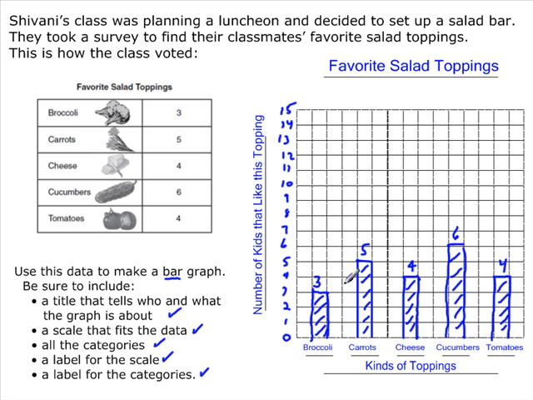So let's just double check. Broccoli 3, carrots 5, cheese 4, cucumbers 6, and tomatoes 4. So it looks like we've done everything. We've got the title, we've got the scale, the categories, labels for the scale and categories, and all of the bars have been drawn correctly.